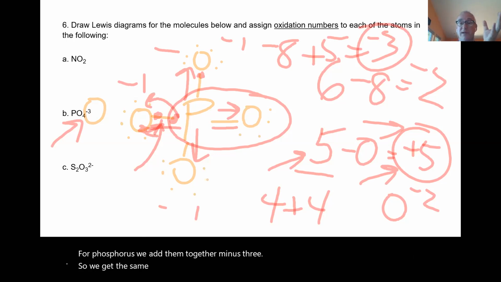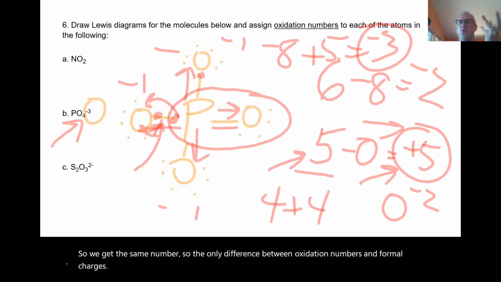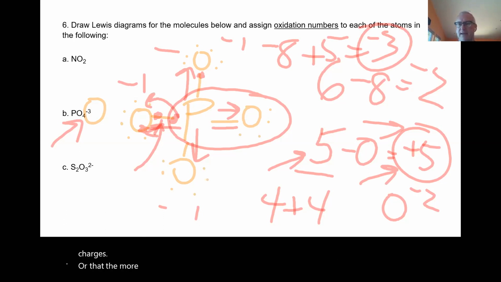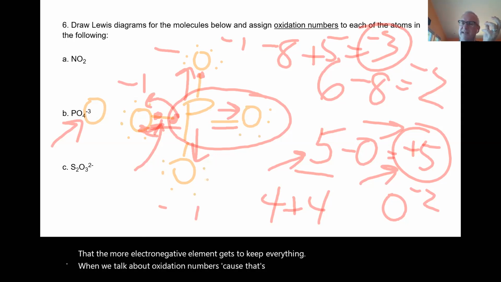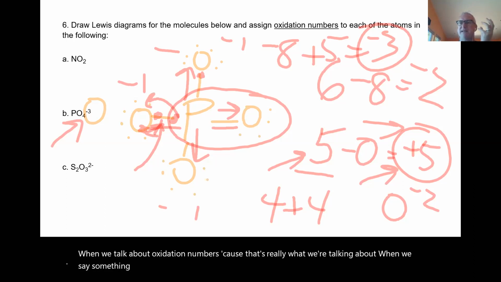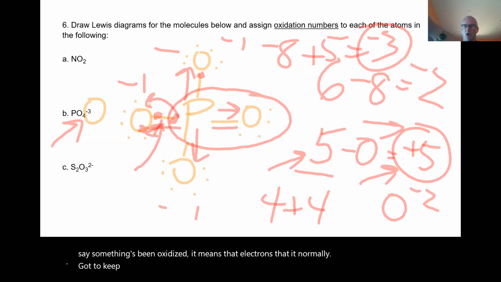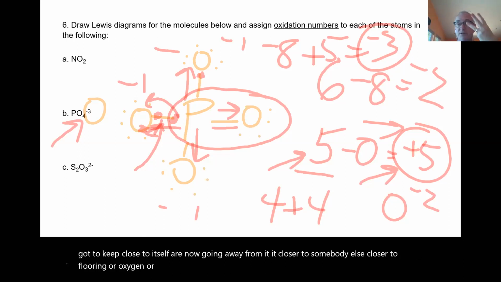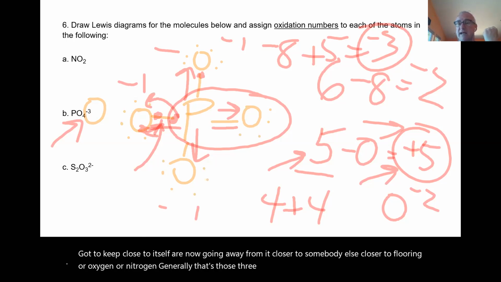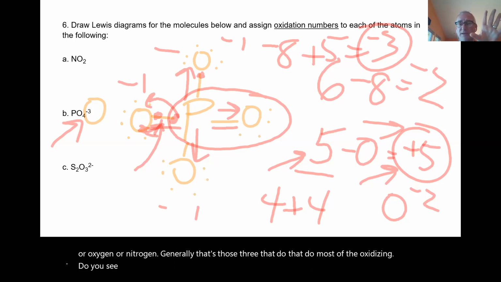So the only difference between oxidation numbers and formal charges is that the more electronegative element gets to keep everything when we talk about oxidation numbers, because that's really what we're talking about when we say something's been oxidized. It means that electrons that it normally got to keep close to itself are now going away from it and closer to somebody else, closer to fluorine or oxygen or nitrogen. Generally, it's those 3 that do most of the oxidizing. Okay? Do you see how that works?